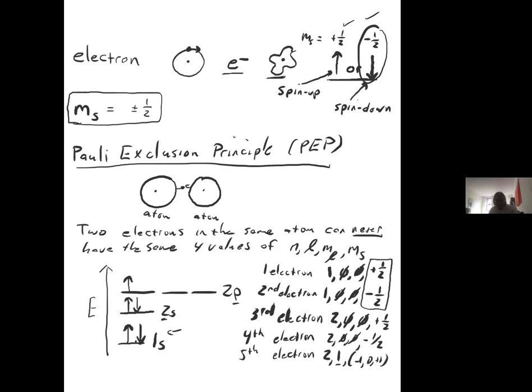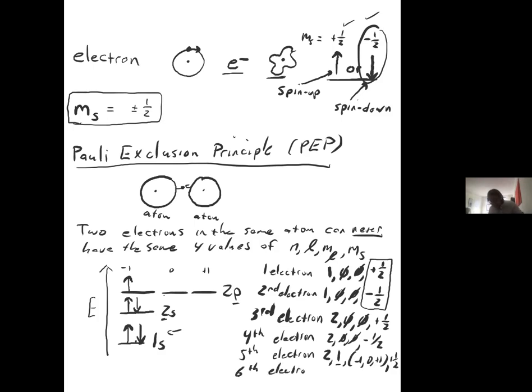So you can pick any one you want. You could put -1, you could put 0, you could put +1. We're still going to do spin up as the first one, so +1/2. It doesn't really matter. But what we would say is that there are 3 possible values of M sub L: -1, 0, and +1. Okay. Now, what happens when we get to 6?